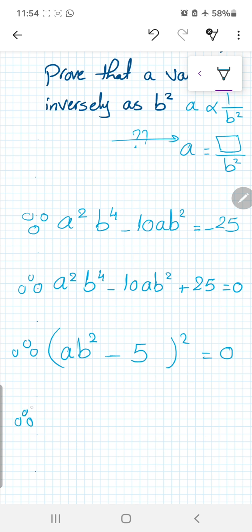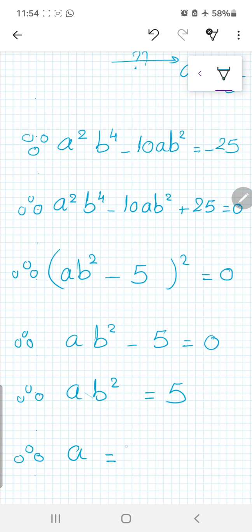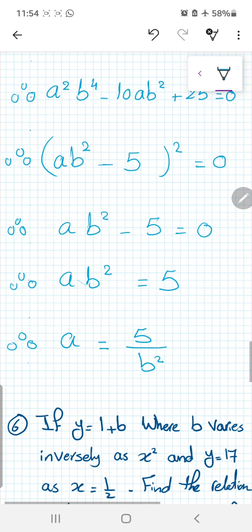Also we want to cancel the power 2, so take the square root of both sides. We get A B power 2 minus 5 equals 0. Therefore A B power 2 equals 5. Move B power 2 to the other side by the opposite operation. Here it is multiplied, so move it by division. Therefore A equals 5 over B power 2. As we said, here A equals a number over B power 2. So here we get A varies inversely with B power 2.